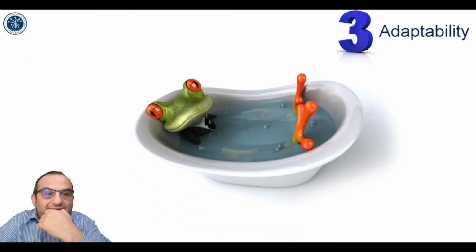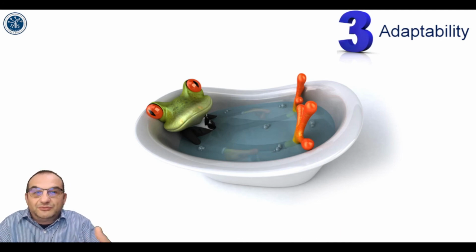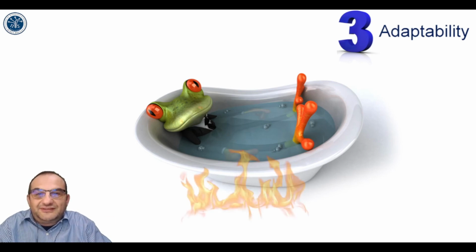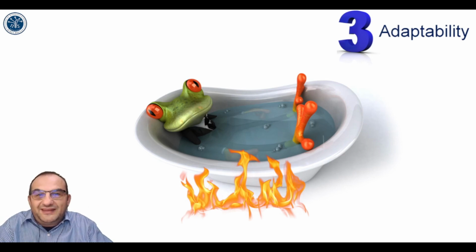Okay, the third and last reason is, as I said, adaptability. Maybe you already know the boiling frog anecdote. In this anecdote, the premise is that if a frog is put suddenly into boiling water, it will jump out. But if we put that frog in cold water, which is then brought to a boil slowly, that frog will not perceive the danger and will be cooked to death, unfortunately.